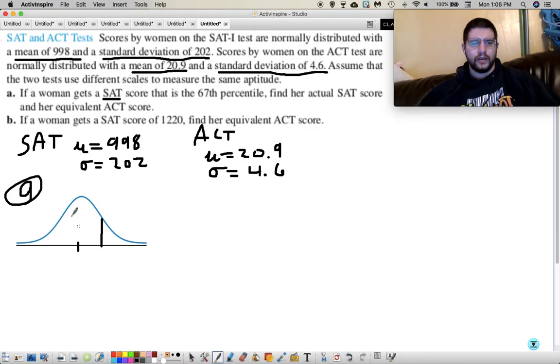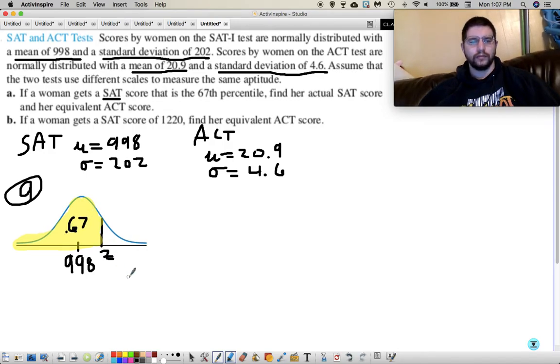Okay. So we're talking about the SAT. So that's this guy. Mean is 998. We want the 67th percentile. So that's above 50%. So my Z-score is above the mean. Get over here. This is what we're going to look at. So we want to find out the Z-score that corresponds to the 67th percentile, or 0.67.